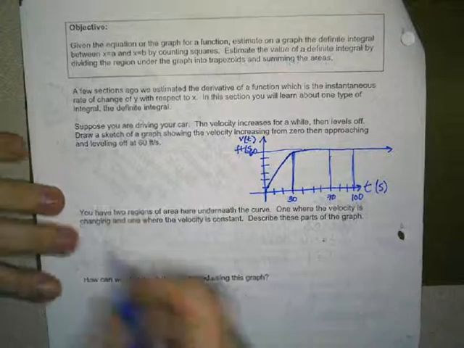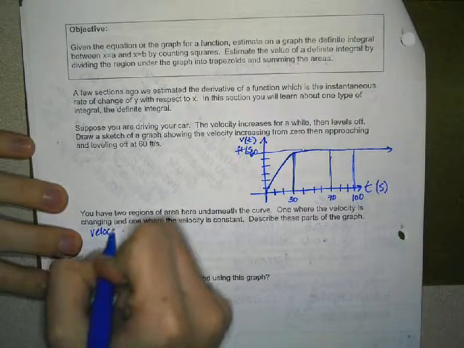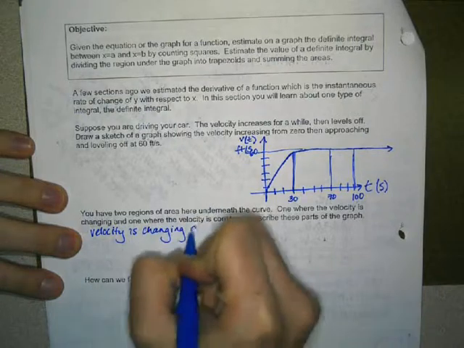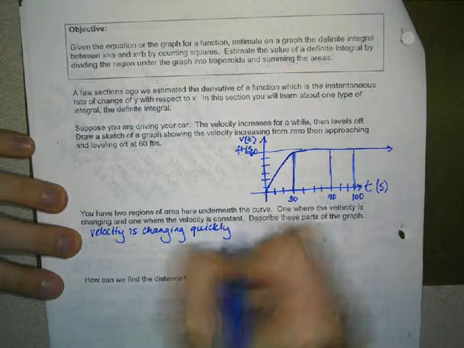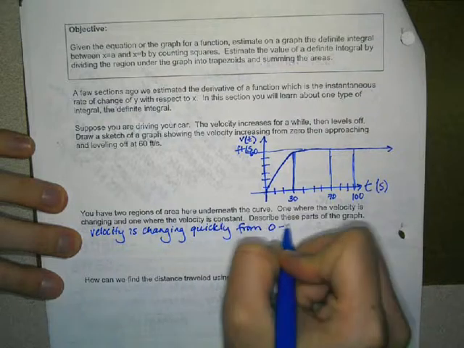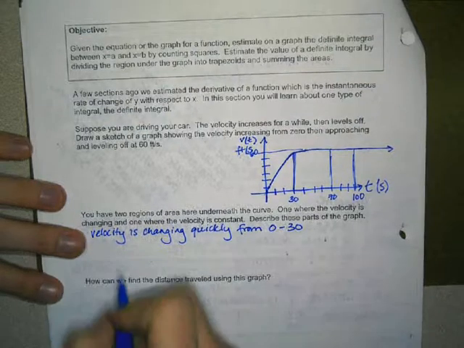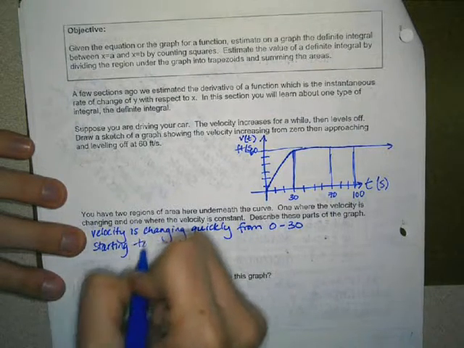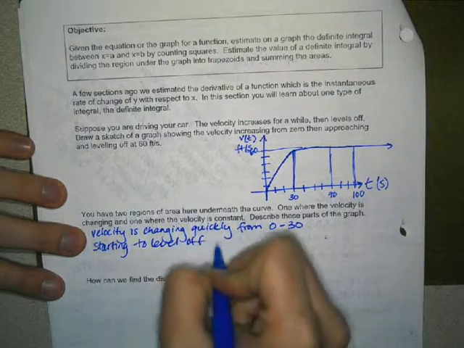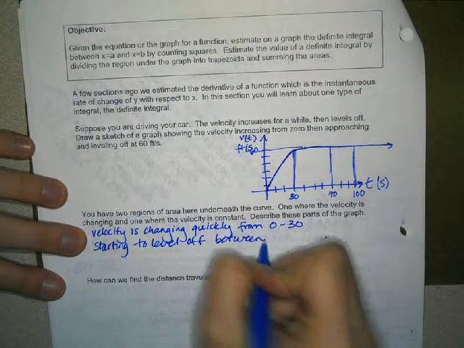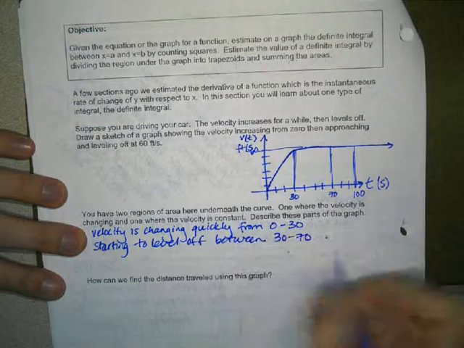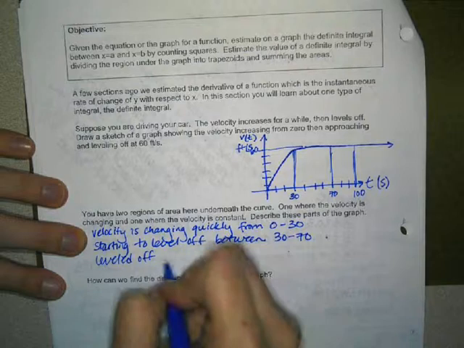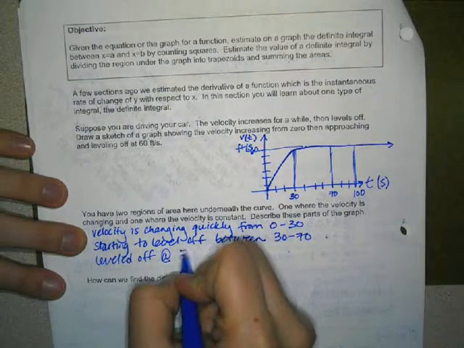So describing these parts of the graph, we would say velocity is changing quickly from 0 to 30, starting to level off between 30 and 70, leveled off at 70 to 100.